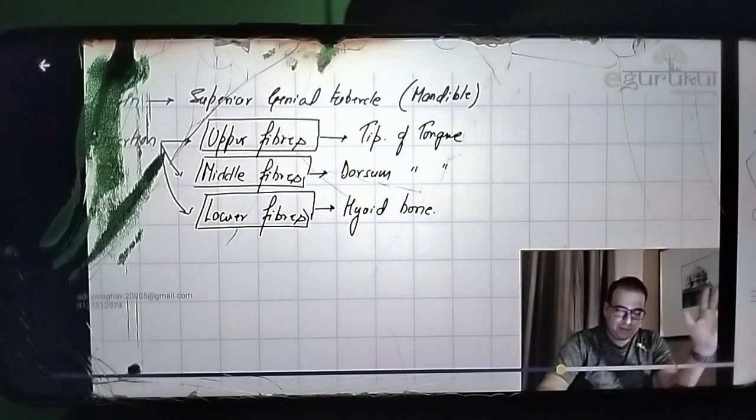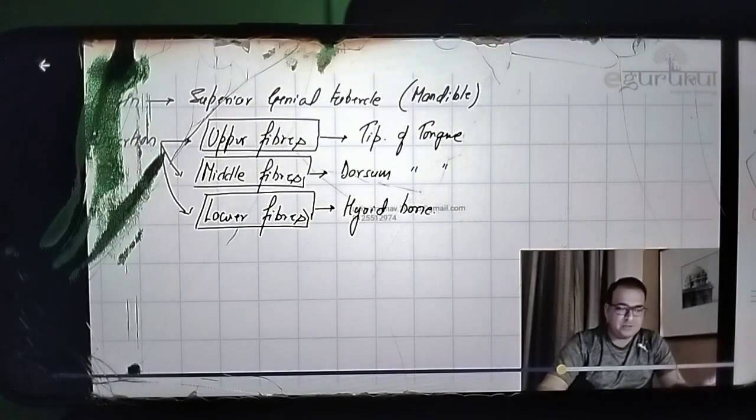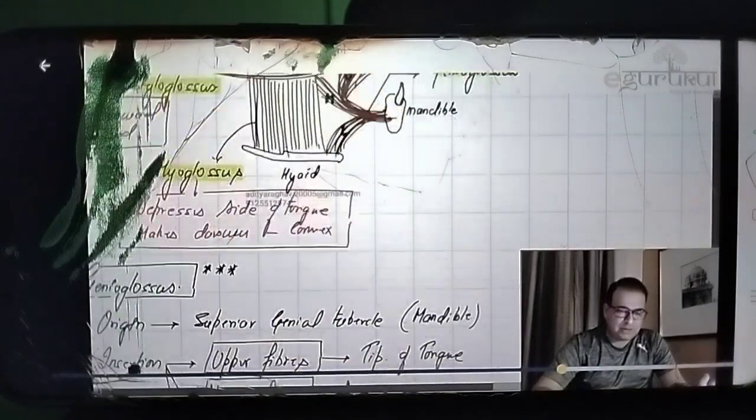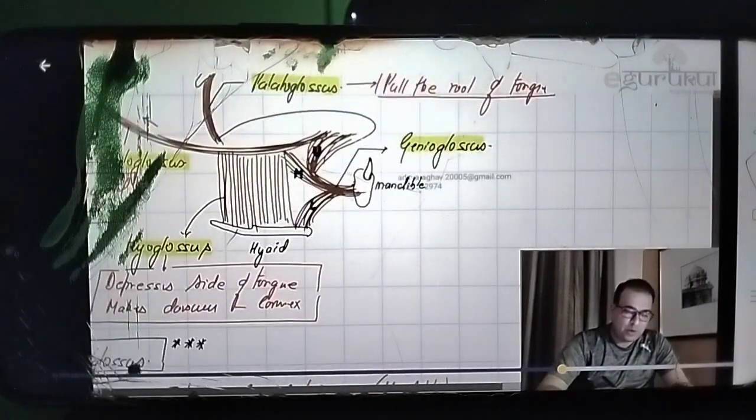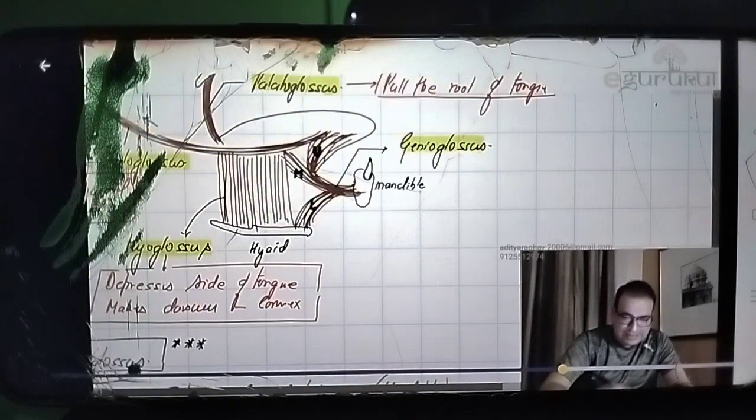Look at the diagram once again, and don't mug up the function. Just look at this and understand it. If you look at the diagram, the diagram itself tells you what the function is. The upper fibers are going toward the tip. So obviously when the upper fibers contract, they will pull the tip backward.